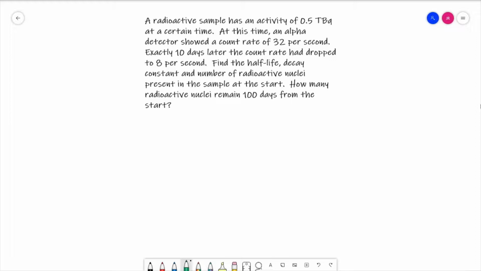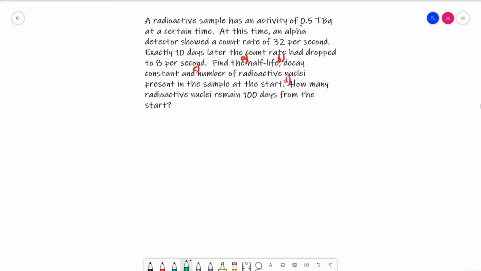So the first thing we need to do with a question that seems quite long and wordy is to pick out some of the relevant information. We also need to have a look at exactly what we're being asked to do. First, we've been asked to find the half-life, so I'm going to call that A. The decay constant I'll call B. The number of radioactive nuclei at the start is C, and then D is how many remain 100 days from the start. So there are 4 different things that we're being asked.